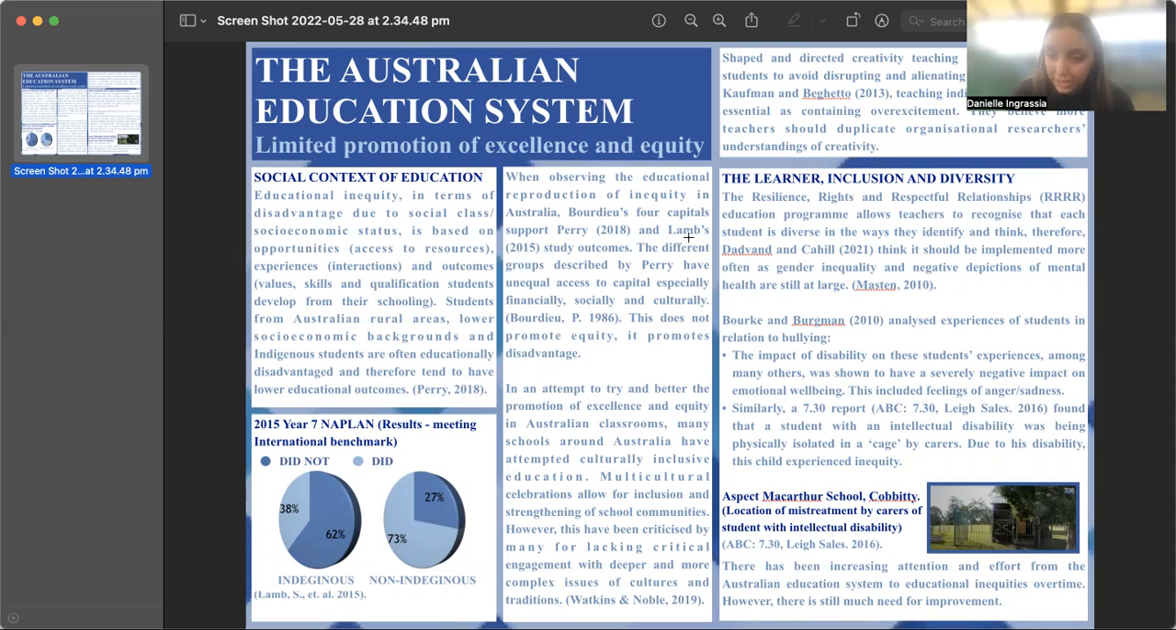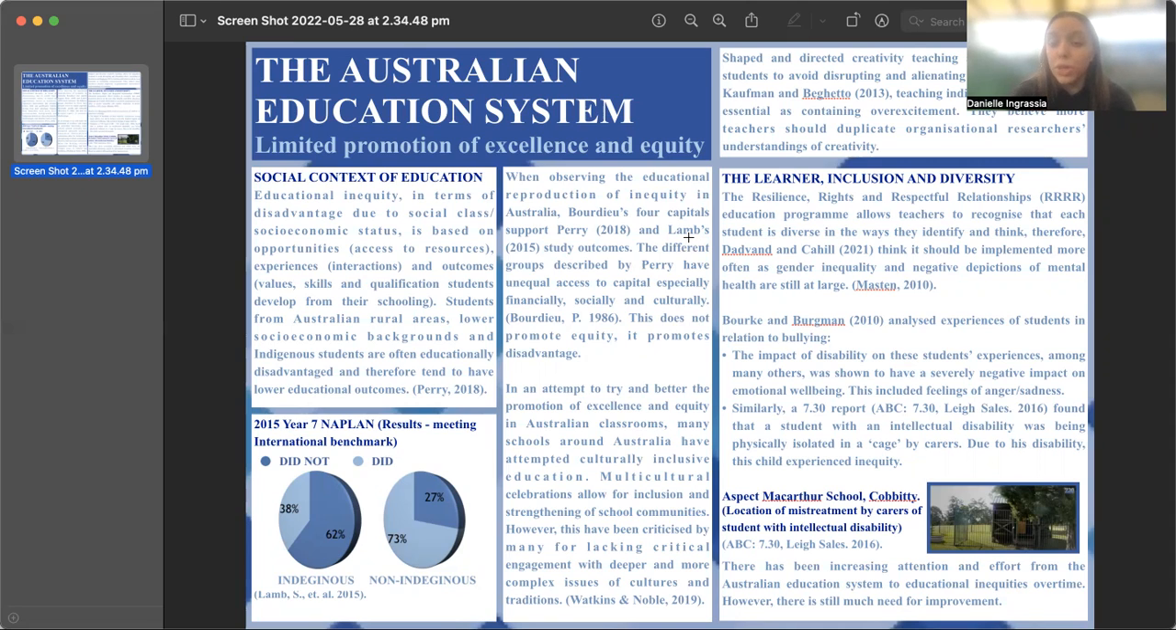Perry argues that these three factors are the determiners of academic success and are often affected by social class and socioeconomic status. For example, students from Australian rural and lower socioeconomic areas and Indigenous students are often educationally disadvantaged due to financial, geographical, and cultural factors. Therefore, these students tend to have a lower educational outcome.